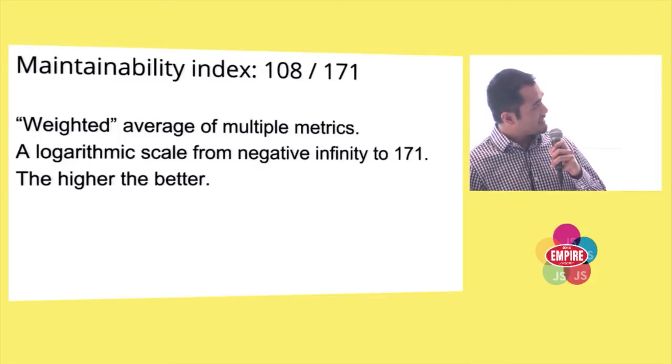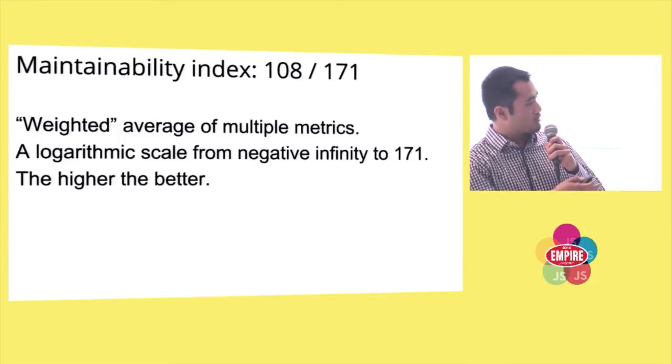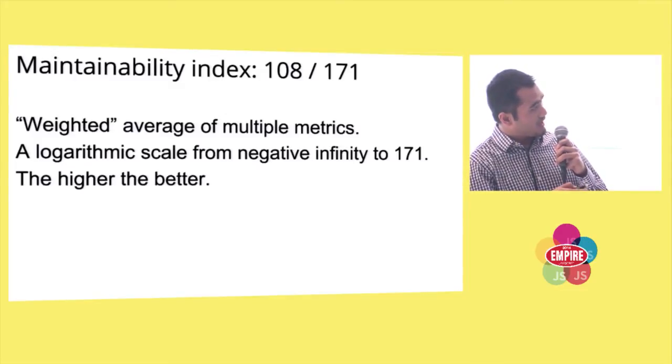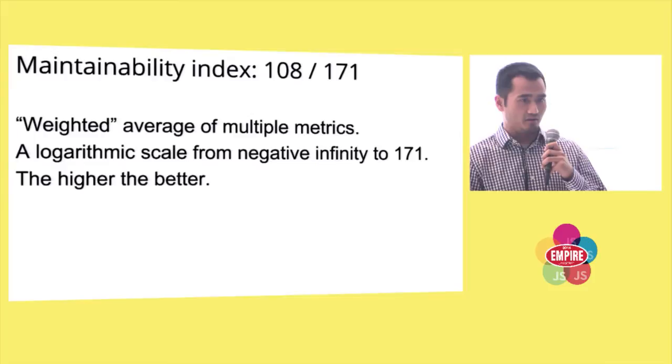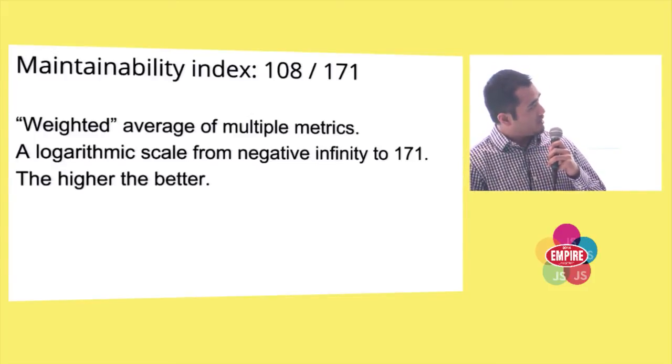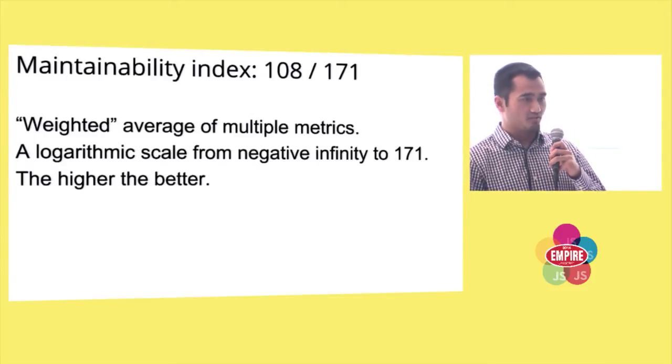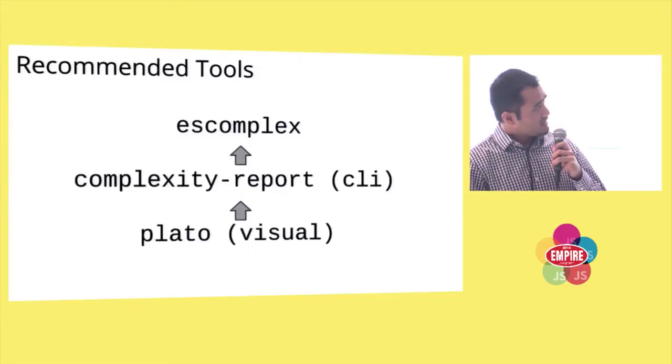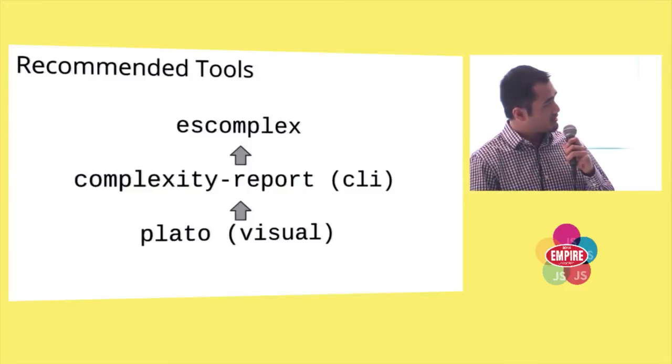Maintainability index is one such measure. I don't want to bore you with the actual mathematical function, but it's a logarithmic scale that goes from minus infinity to 171, and the higher you go, the better. For the example we showed, it was 108, which is not too bad. Recommended tools here: you could use ESComplex, the library, or you could use Complexity Report, which is a command line tool based on it, and then you have Plato. Now let's see what Plato does.